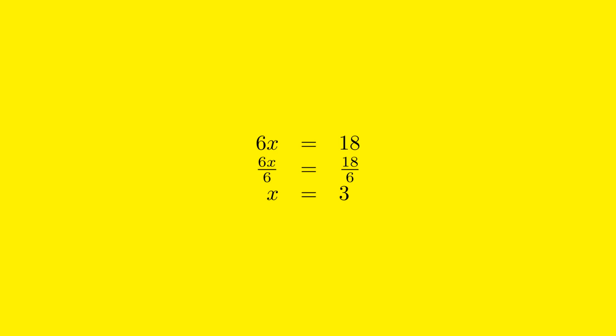By dividing both sides by 6, we have isolated x and found that x equals 3. This is the solution to the problem.